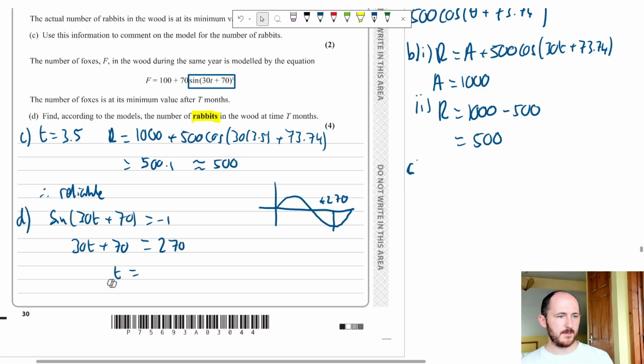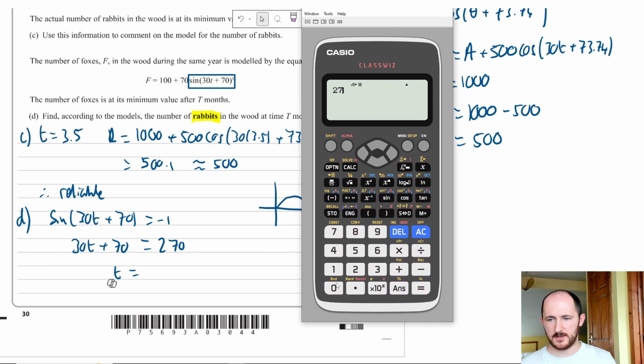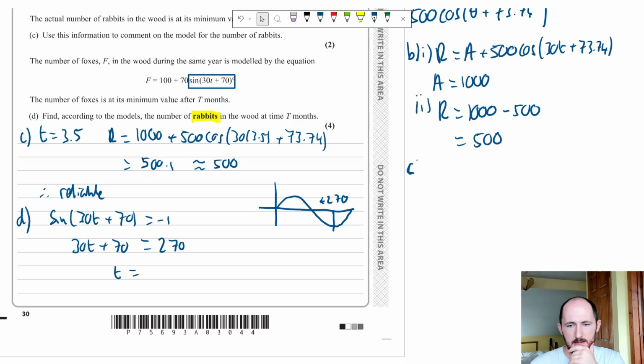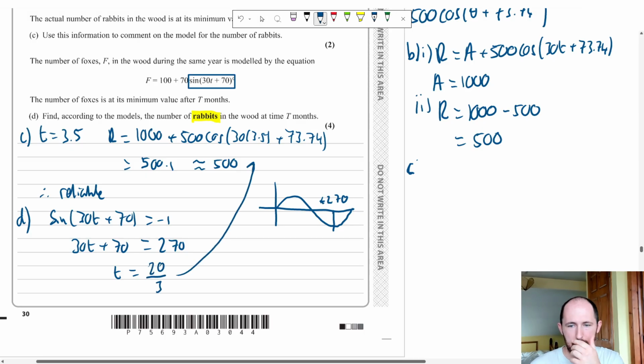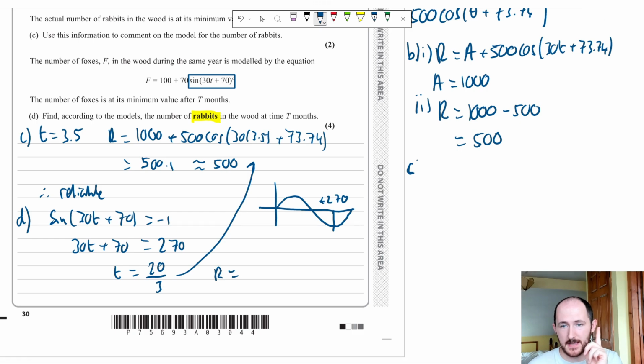So if we work out the time there, I think it's going to give me a decimal, which is a bit nasty, but that's the way the cookie crumbles. Divided by 30, it's definitely going to be 20 over 3. Let's say 6.67, or should we keep it as the exact value? You know what? 20 over 3. And all we're going to do is sub that back into our original equation, again, for the number of rabbits.